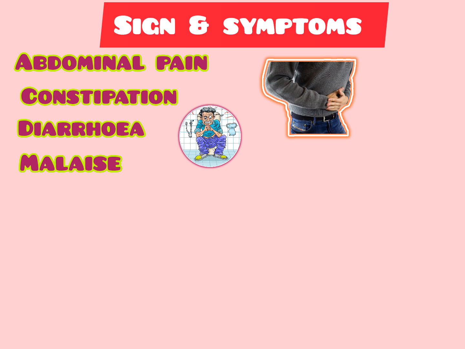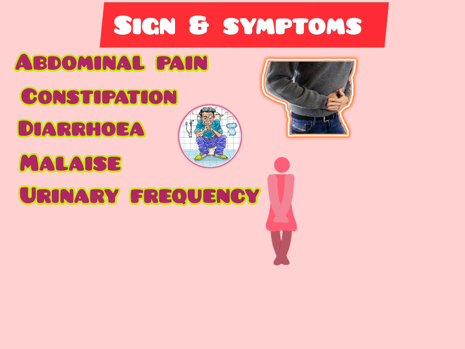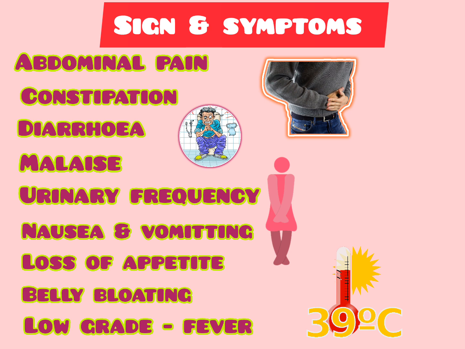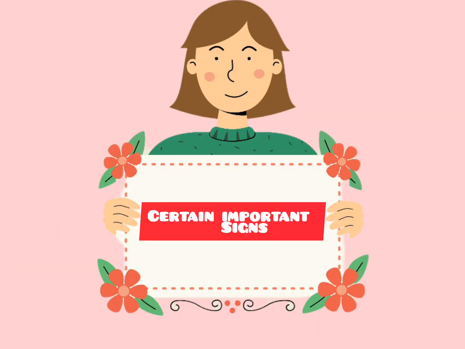Urinary symptoms like urinary frequency. Appendicitis irritates the nerves connected to the bladder. Nausea and vomiting, loss of appetite, belly bloating, and low-grade fever. Fever that may rise as the illness worsens. Let's see certain important signs which are seen in appendicitis. McBurney's sign. Before that, what is McBurney's point?